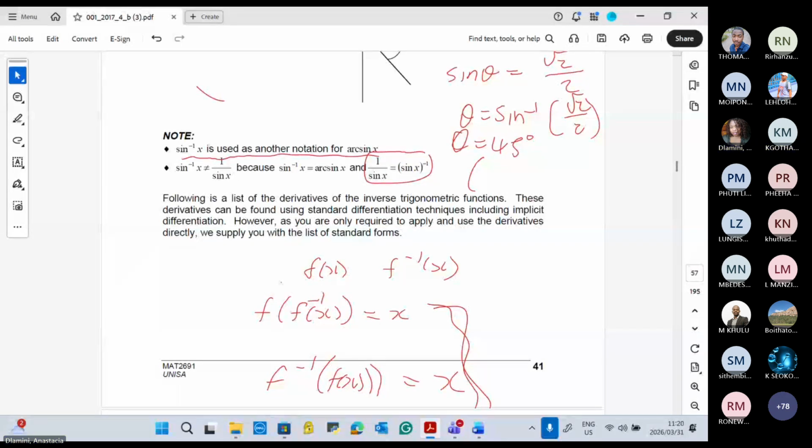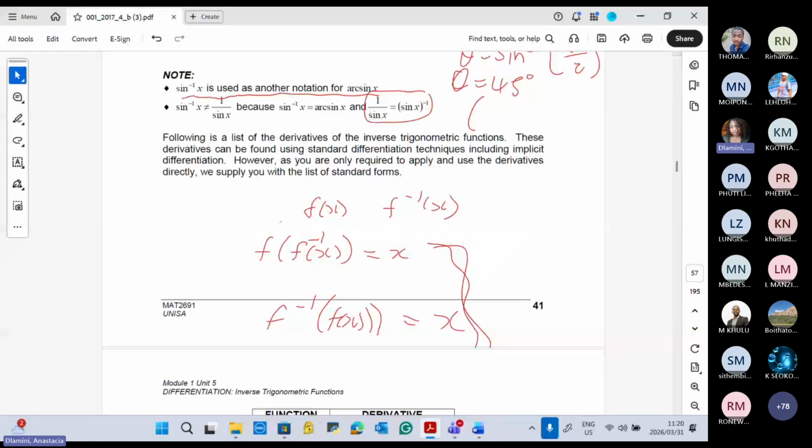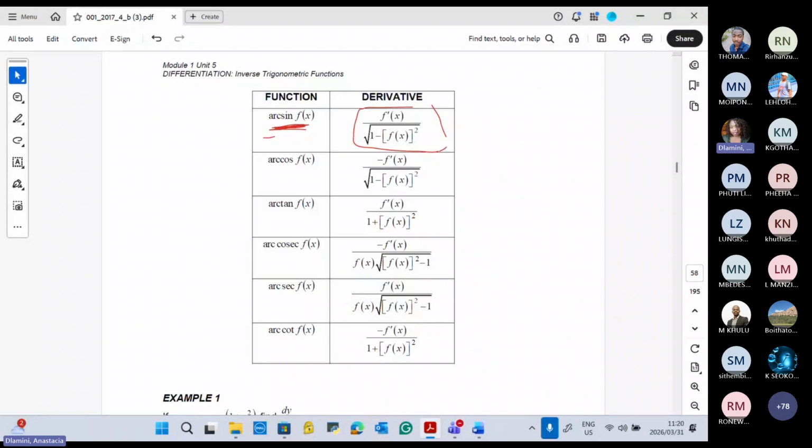Remember that when you were representing the inverse of a function, you say f to the power of -1. When you were representing the inverse of a function in your grade 10, 11, and 12, as well as pre-calculus and calculus. So let's look at the example.